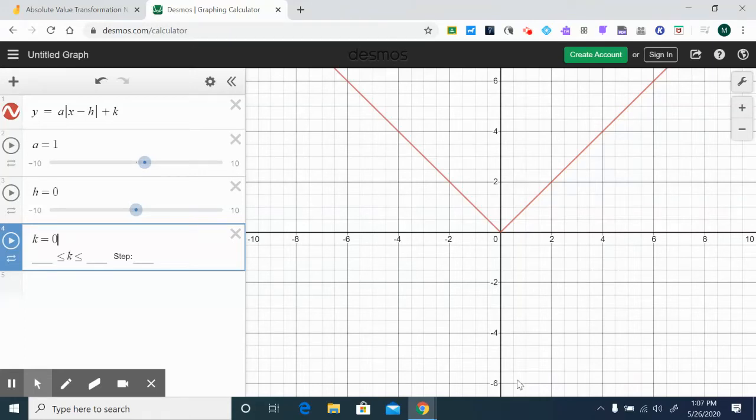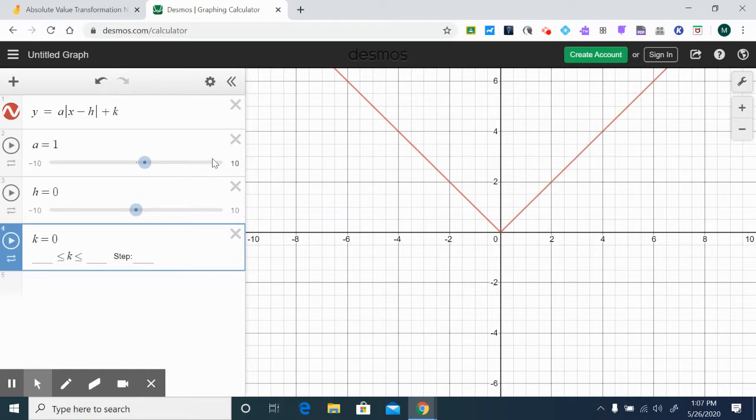Okay, so today we're going to talk about the transformations of absolute value functions. First things first, let's talk about the parent function of an absolute value function. Here I have my a value set to 1 and h and k are 0, which means we just have the absolute value of x up here, and this is our parent function.